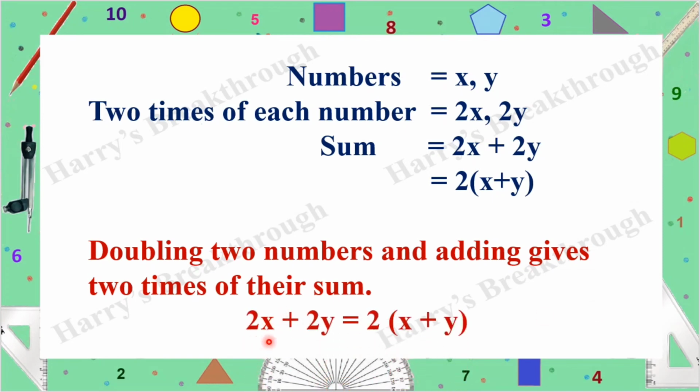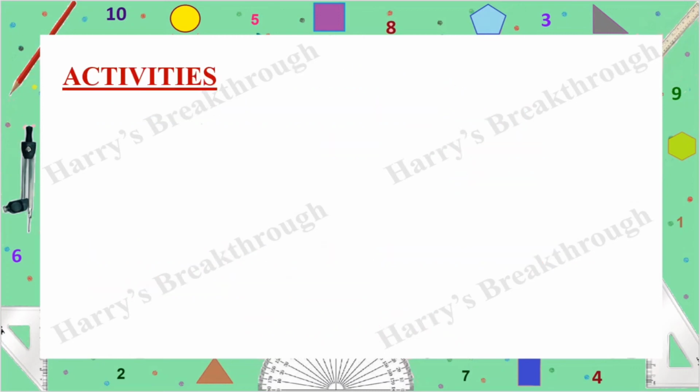Doubling two numbers, 2x plus 2y. Doubling two numbers and adding gives 2 times their sum. 2x plus 2y is equal to 2 into x plus y. You got it? So like this, you can try other problems yourself. And these are some activities.